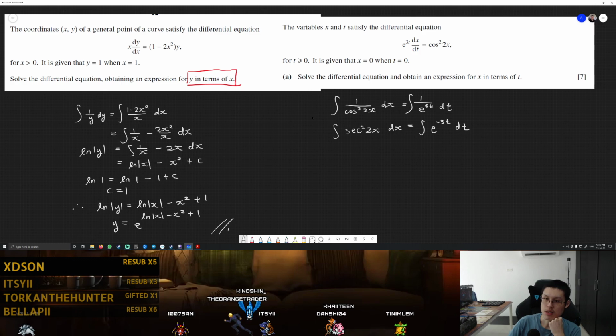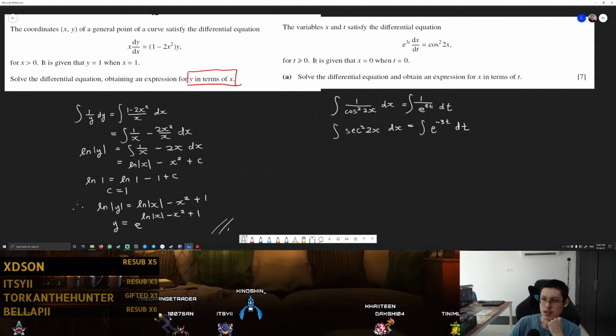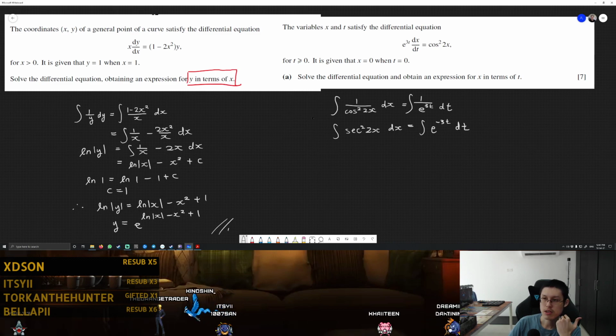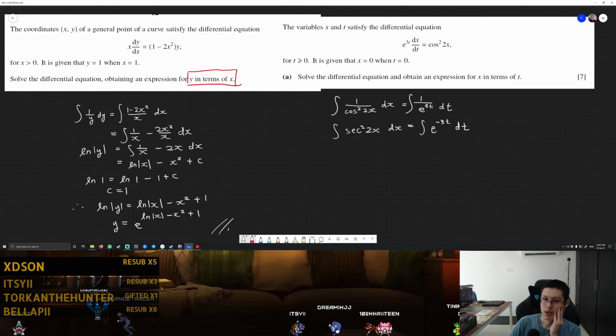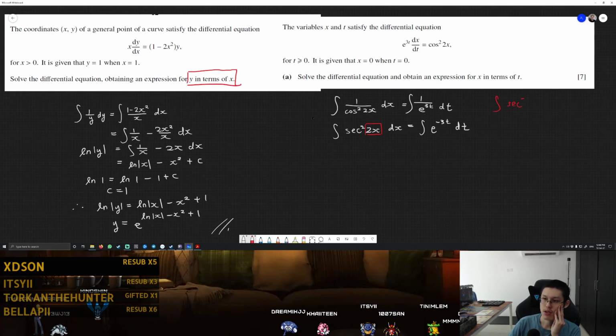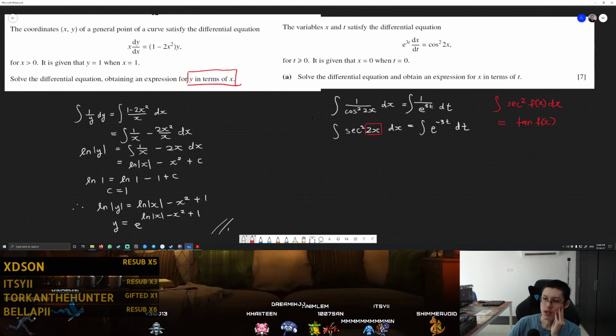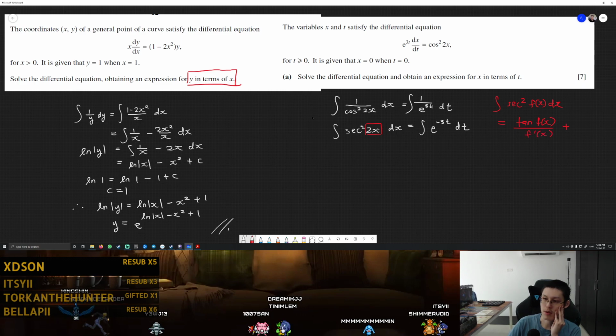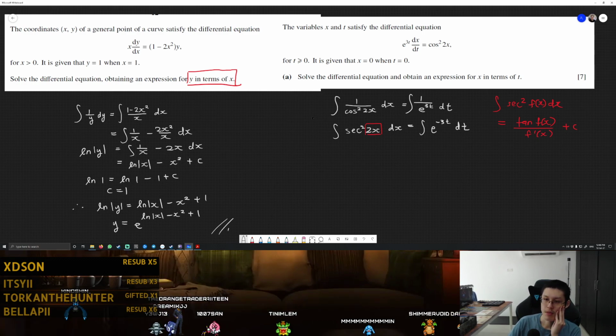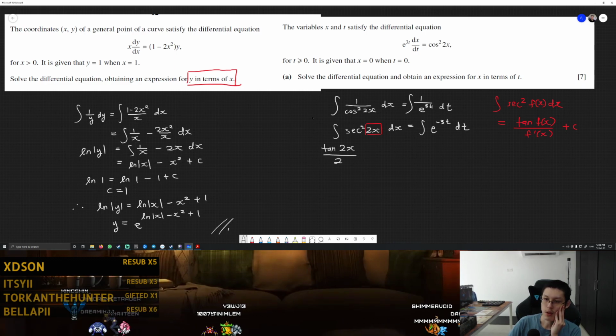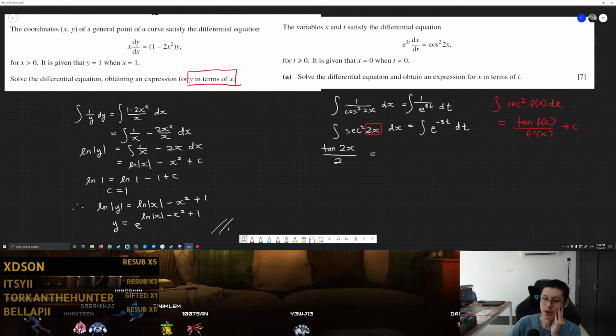So what happens when you integrate secant squared? Well, we know that if you differentiate tangent, you would get secant squared. So integrating secant squared should give you tangent, right? And you want to make sure that this is a linear function. Yes, it is, which means whenever you integrate secant squared of some linear function, you get tangent of the same function, divided by the derivative of the function, plus c. We discussed this in the last chapter. So let's do that. We're going to get tangent 2x over 2. There's a plus c, but we're not going to write that because we have another plus c on the right side, which we're going to combine with.